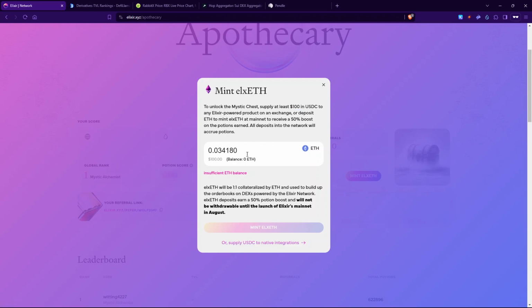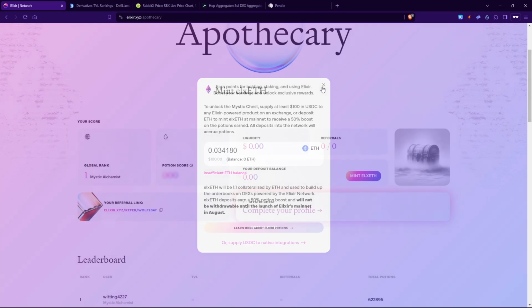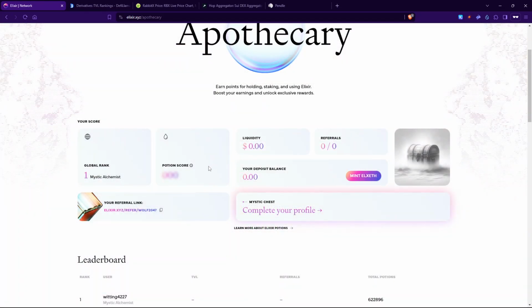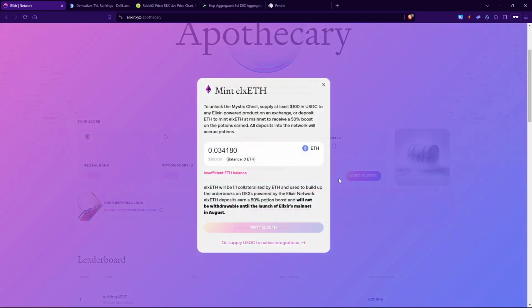Coming to the advantages, if you provide $100 of Ethereum, you will get a 50% boost on the portions. By providing liquidity, you are accumulating portions and you're also earning yield from the native exchanges. You're getting two things. And these portions tomorrow will get converted into an Elixir airdrop. I mean, that's a thought. They would obviously do the airdrop. It does not make sense if they don't, right?